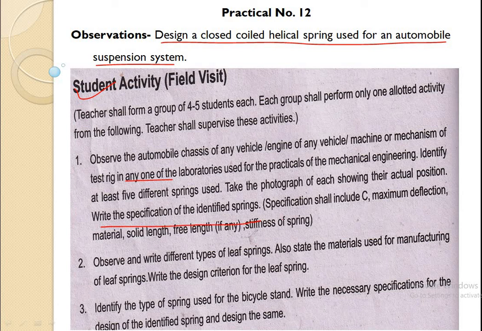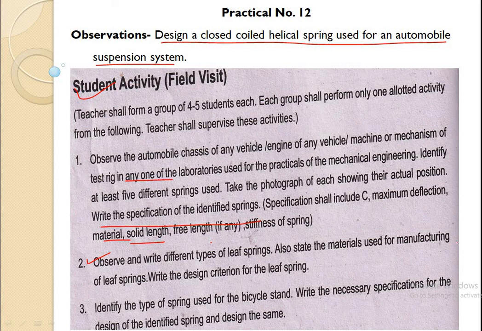Write the specifications of the identified springs, that is C, maximum deflection, material, solid length, free length. The second activity is observe and write different types of leaf springs, that is, what the different leaf springs are.